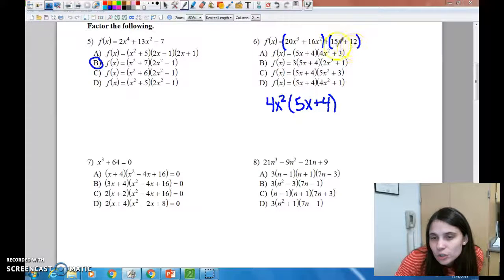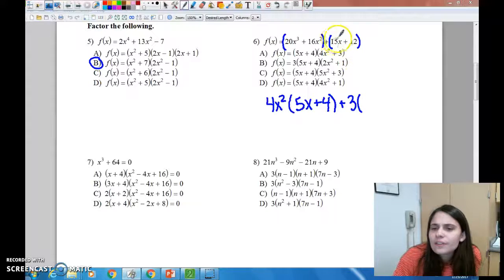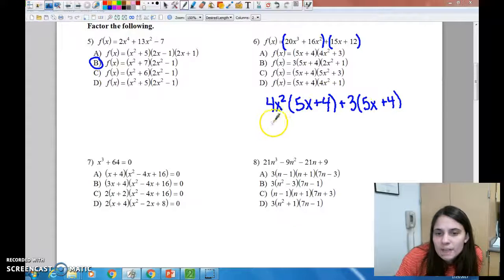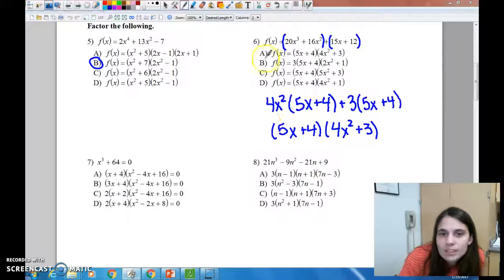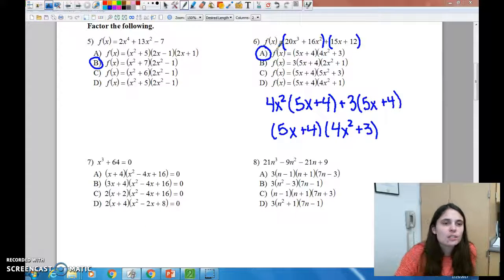Then I look at these two, the greatest common factor is a 3. And then I have 15x divided by 3 is 5x, and 12 divided by 3 is 4. So my parentheses match, so to start, I have 5x plus 4. And then I'm left with 4x squared plus 3. And if I look at my options, that matches A perfectly. So number 6, the solution is A.